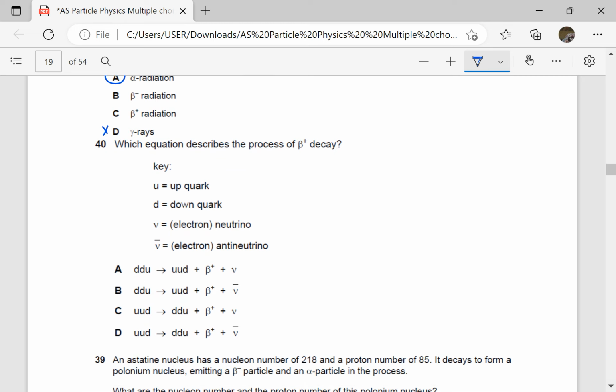Which equation describes the process of beta plus decay? Beta plus, we know if it is beta plus decay, a proton changes into a neutron. So a proton changes to a neutron plus beta plus, which is 0, 1. Beta plus is accompanied by, because it is an antiparticle, an electron neutrino.